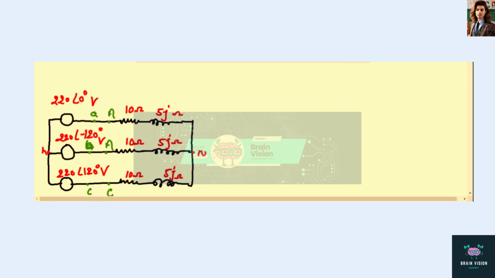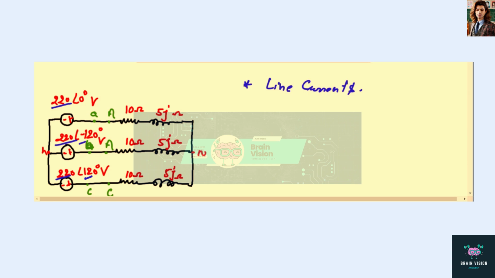The first thing is we have to find out the line currents, the value of the line current in each line. If you look over here, let's suppose this is the minus terminal, this is plus, this is minus, this is plus, this is minus, and this plus. As you can see, the magnitude of each source is the same, 220 volts, and the phase difference is 120 degrees in each.